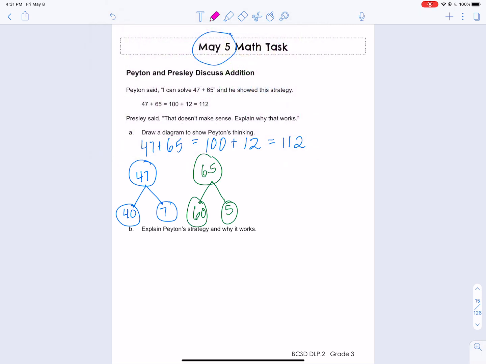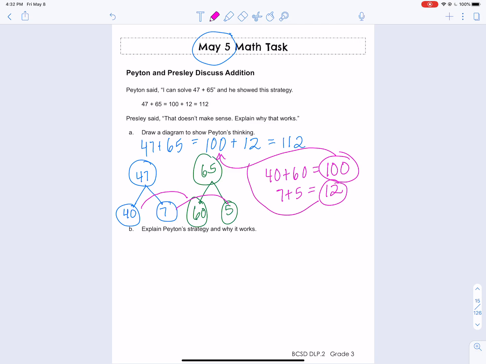If we add together these two numbers right here, 40 plus 60, I know equals 100. And look, Peyton has 100 right here. Now, if I add together 7 plus 5, that equals 12. And you'll notice that Peyton has 12 right here. So that's how Peyton ended up with 100 plus 12, because he broke down his numbers into round numbers and then their leftovers. And this is actually how a lot of people do mental math in their head.